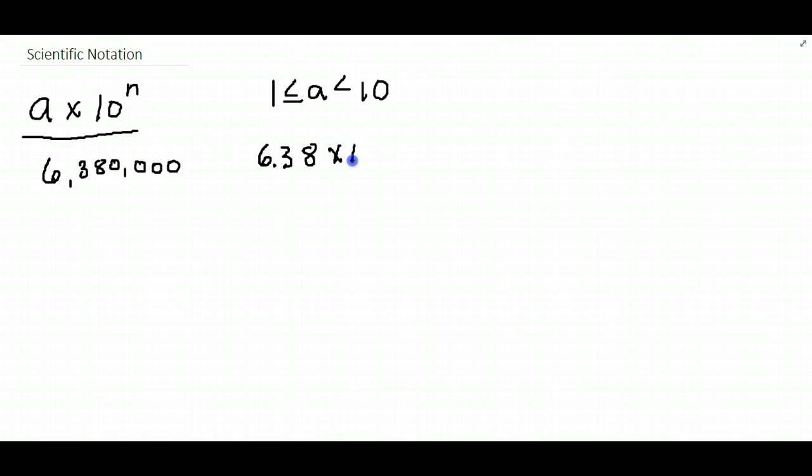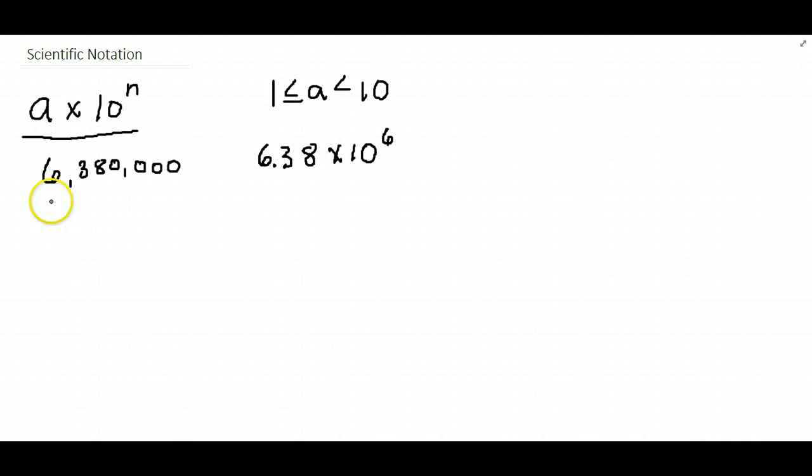We do times 10, but 6.38 times 10 to the what gives us 6,380,000? So we need to look at the decimal. How many places would we have to move it to the left to get 6.38? So we'd have 1, 2, 3, 4, 5, 6, from the right, counting all the zeros. We'd have to move it over 6 spaces. So that's 10 to the 6th. So it's 6.38 times 10 to the 6th power. And that's it in scientific notation.